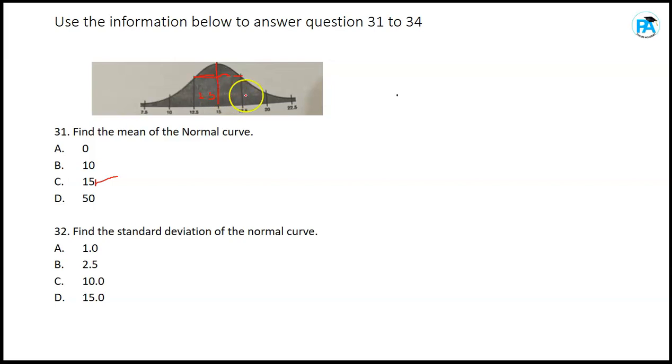If you check it for here and here too, 17.5 minus 15 is also 2.5. Have you seen that? So the difference is 2.5, meaning the standard deviation is 2.5. You get it? So we've gotten our mean to be 15 and standard deviation to be 2.5. Is that clear?